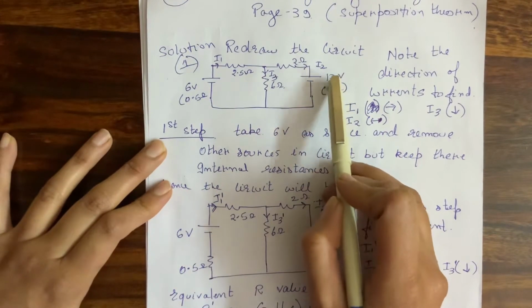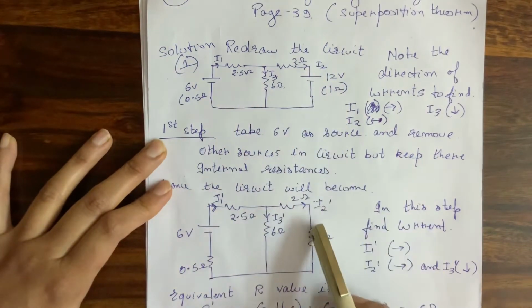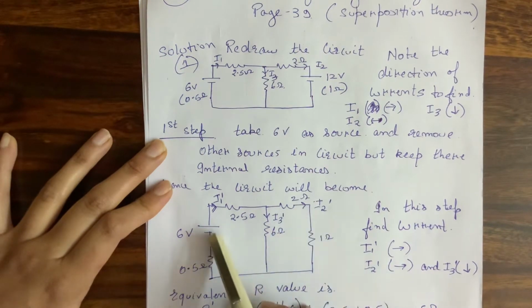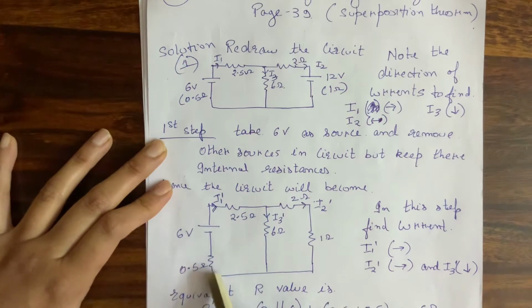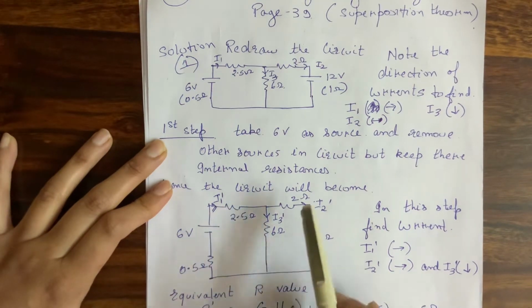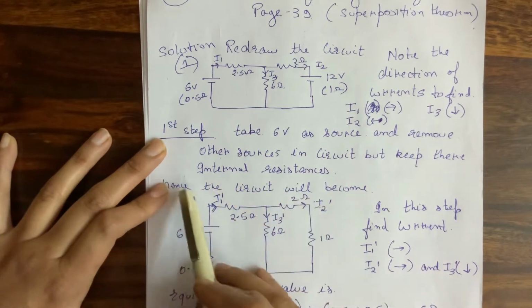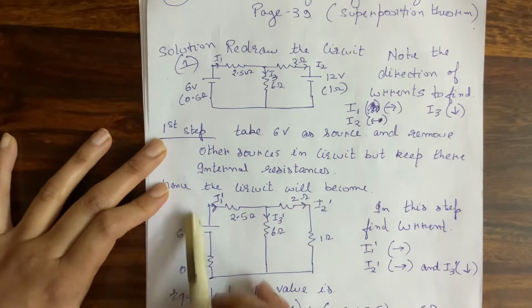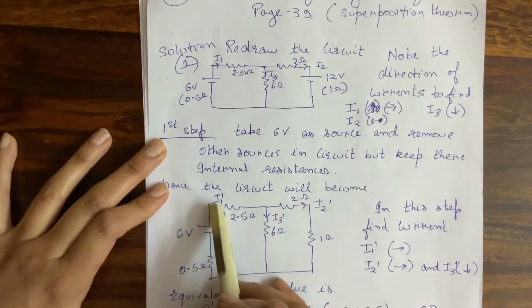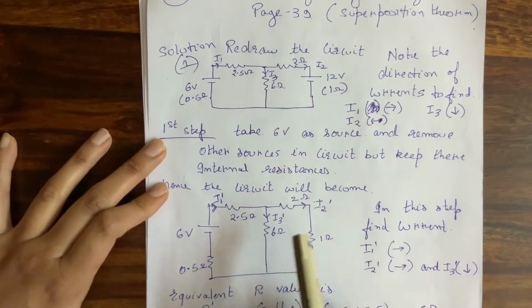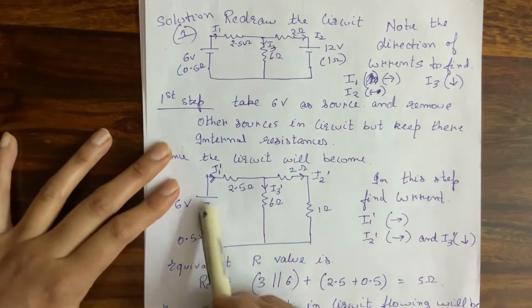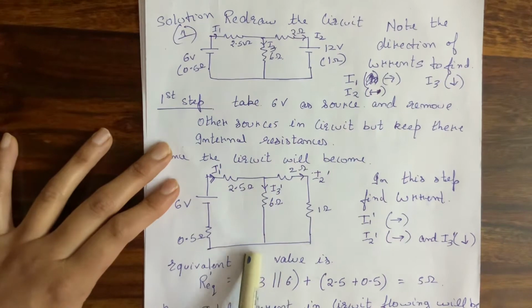When we are removing a voltage source, we have to short it. So here I have shorted the voltage source of 12 volt and kept the voltage source of 6 volt, and considered both the internal resistances of 6 volt and 12 volt and also the remaining resistances. Now by any method or technique you can find I1, I2 and I3. Here what I have done is I have found an equivalent resistance of this circuit.